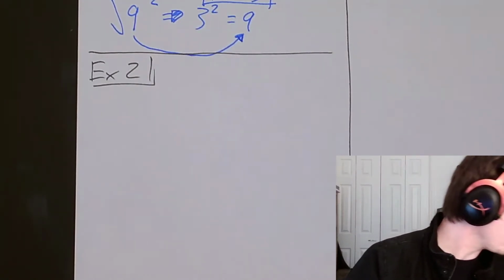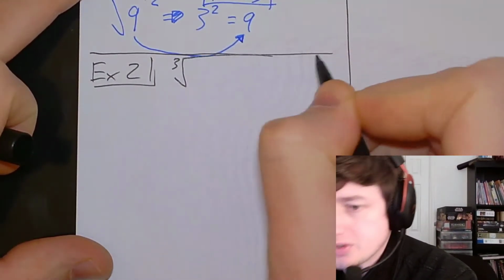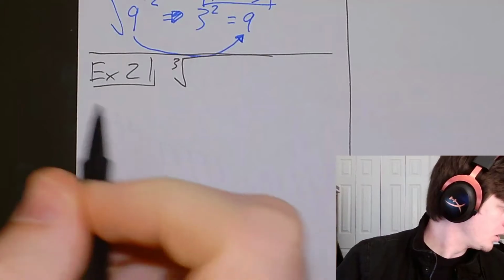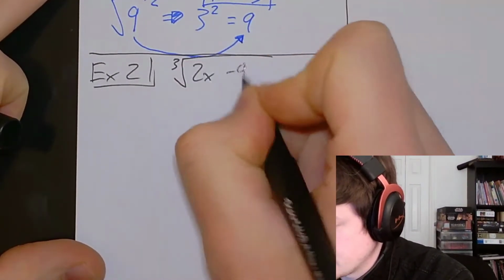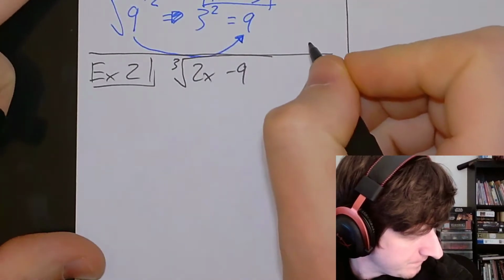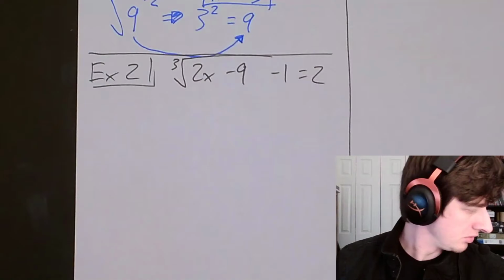Okay. For our second example, we're going to do a cube root. None of the homework has a cube root in it. But I want you to see one anyway, just in case. Minus 1 equals 2.